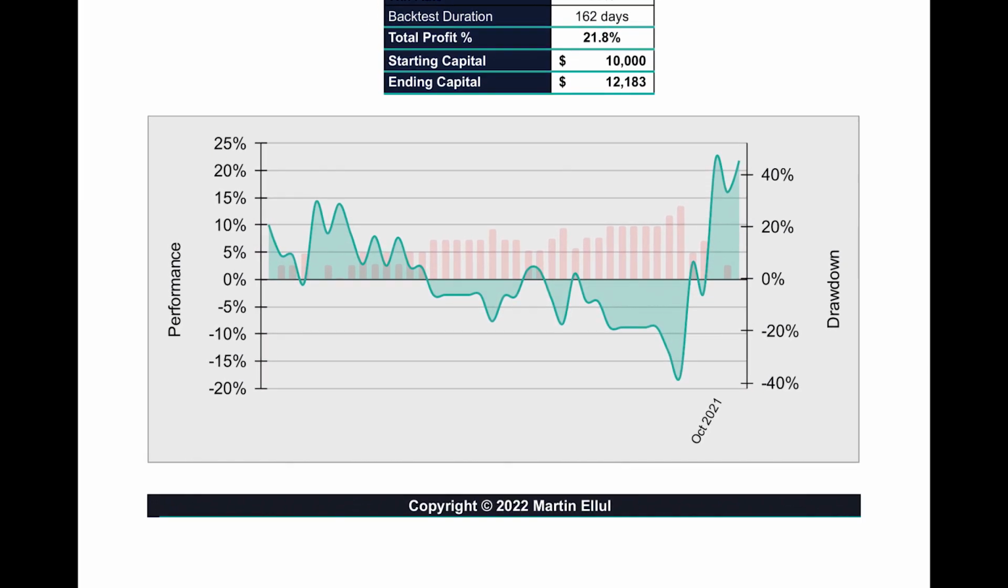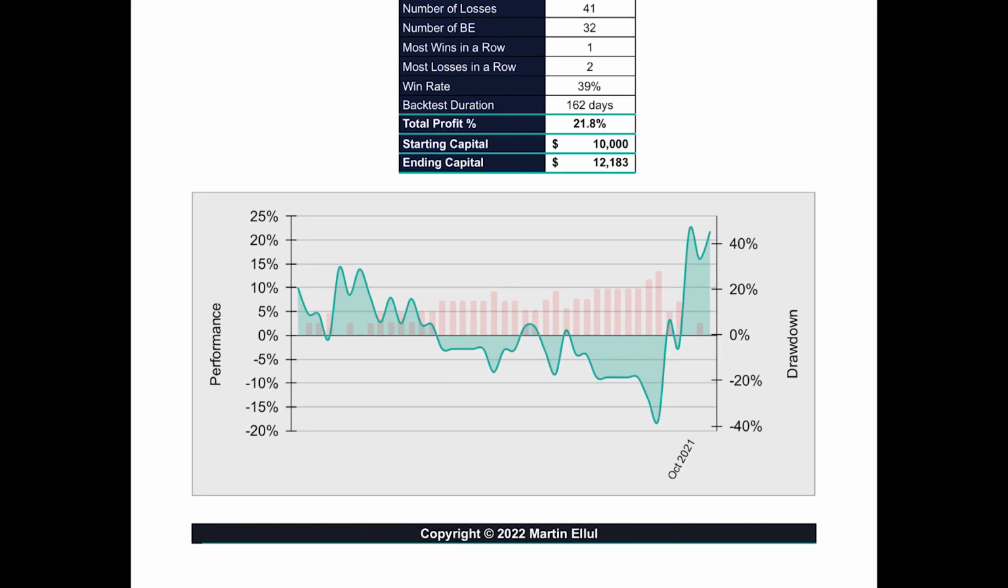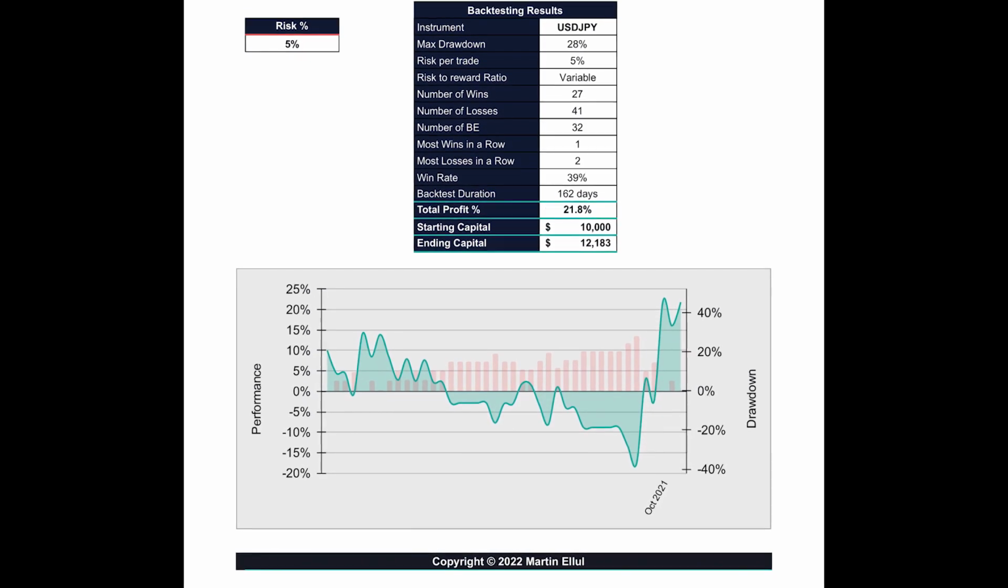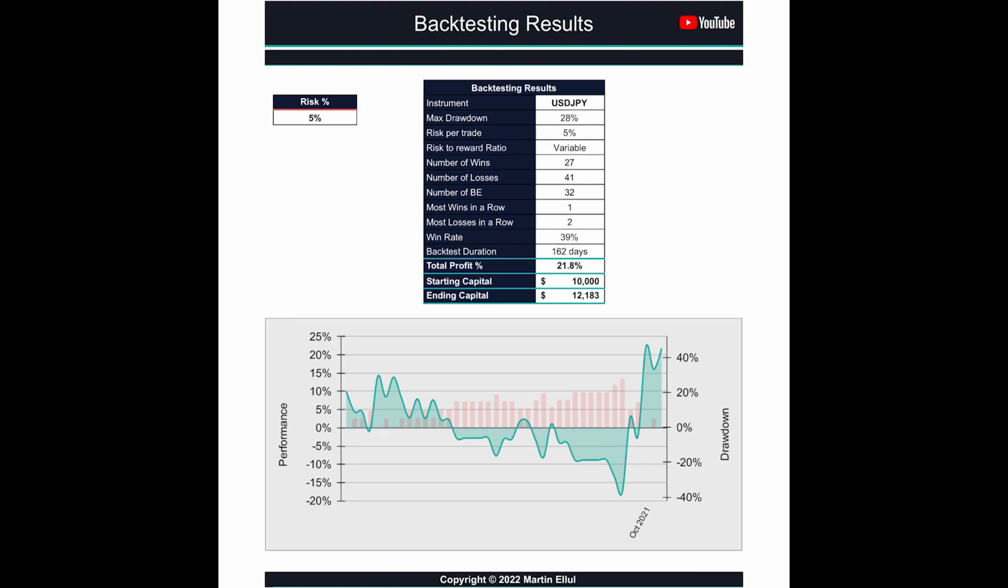I am certain that this strategy can work on lower time frames, so you might have higher returns but a higher drawdown. So let me know what you guys think. If you have any ideas of anything to add to this strategy to provide a more consistent performance, let me know in the comments, and I'll see you in the next video.